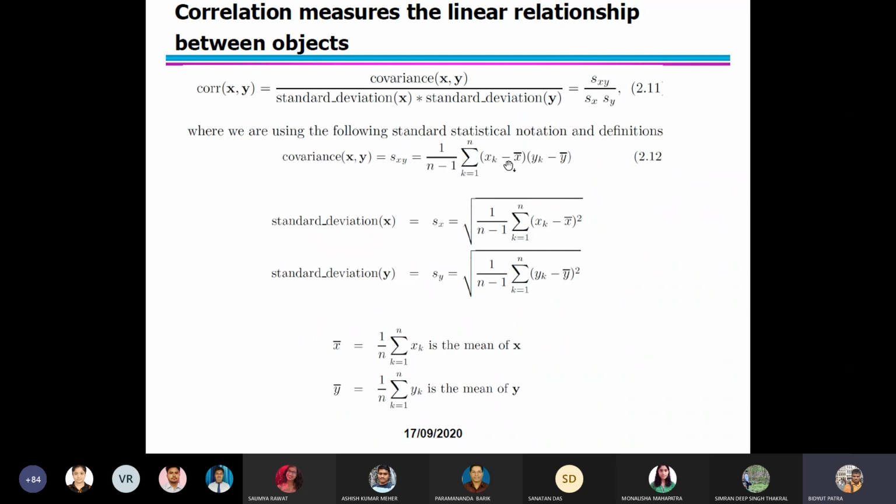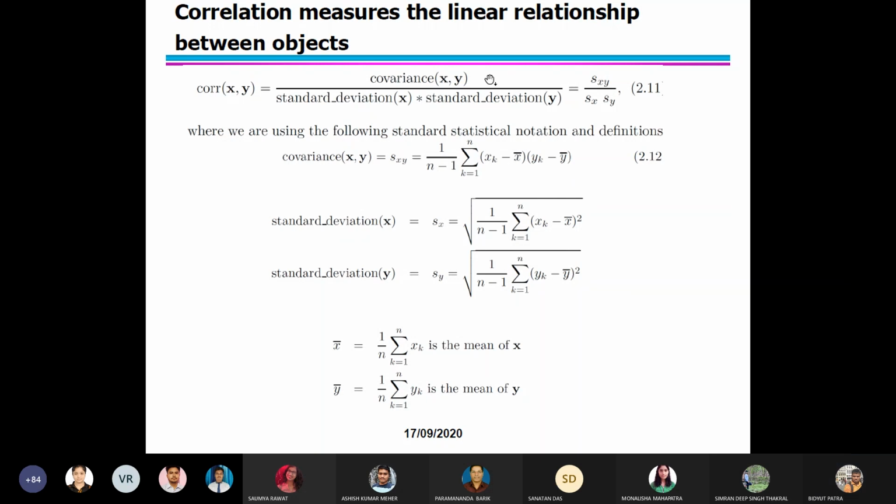So one way you can say this is a kind of normalization. Different attributes have different values. We take the differences from the mean and then we multiply. We do this for all attributes and then take the mean. That is something called the covariance.